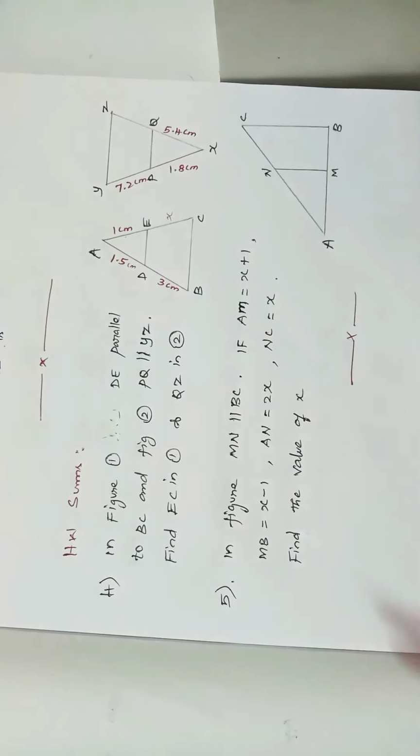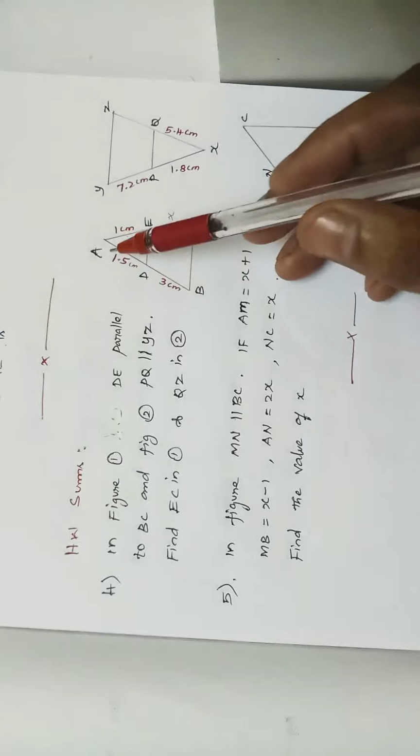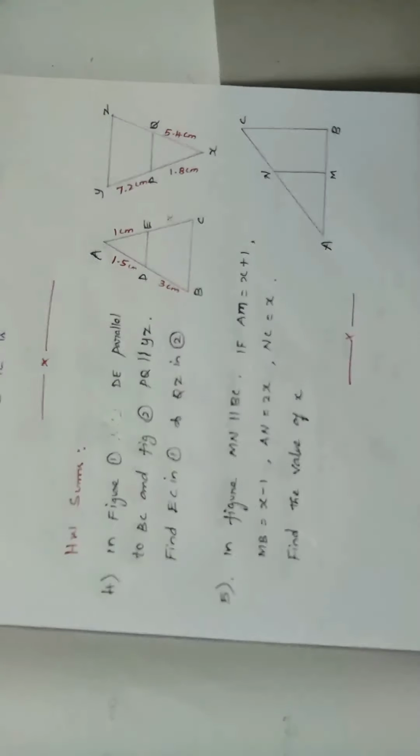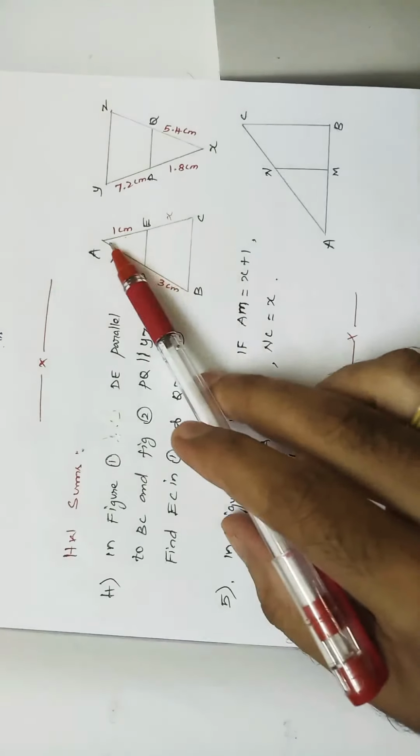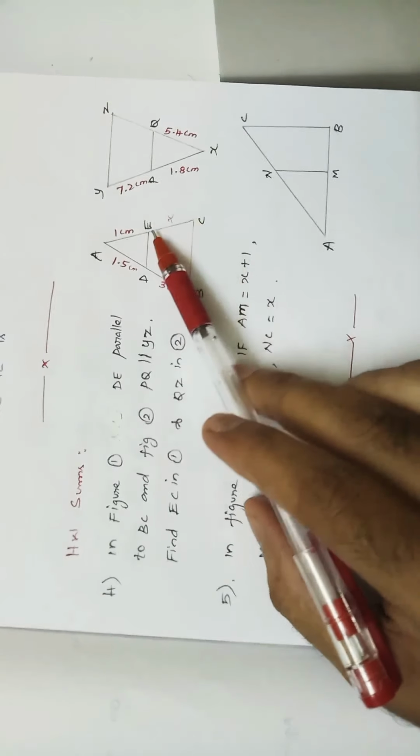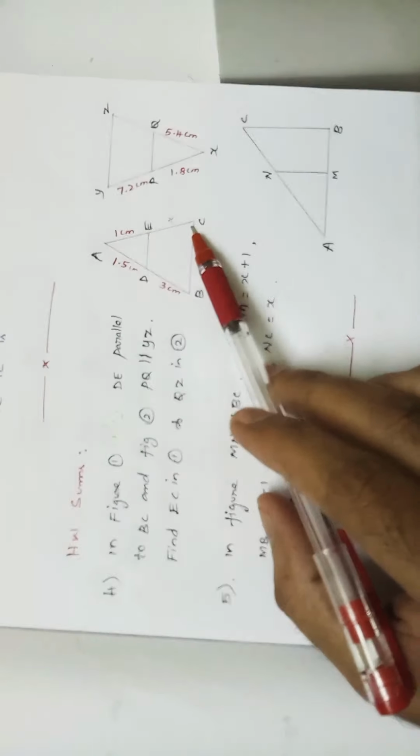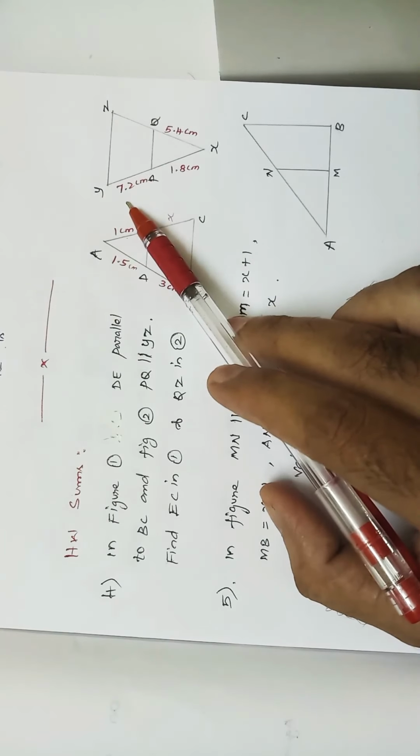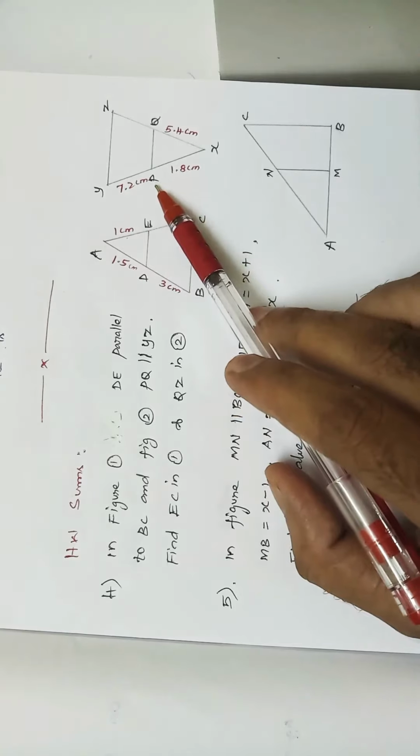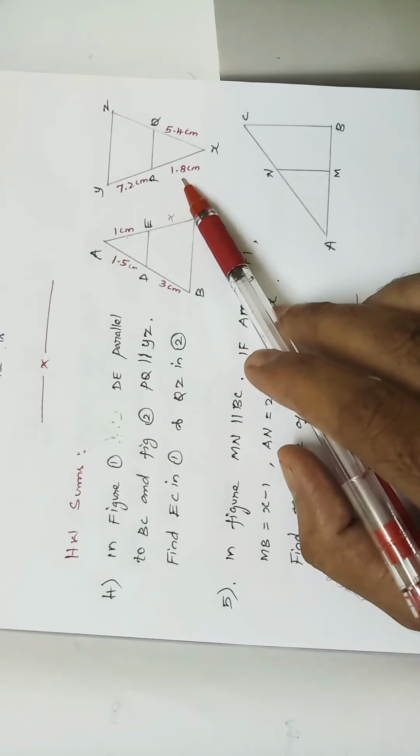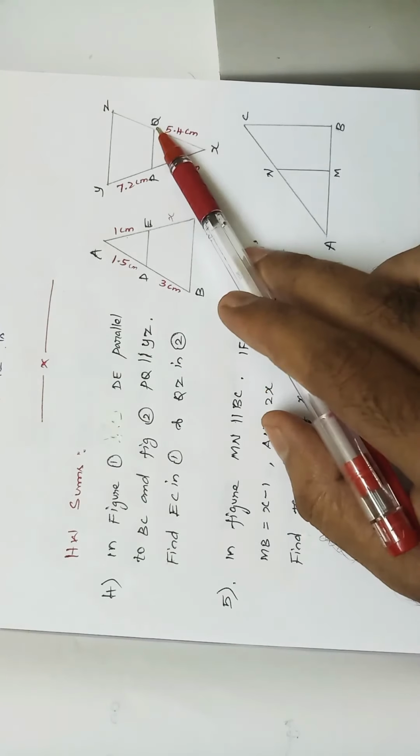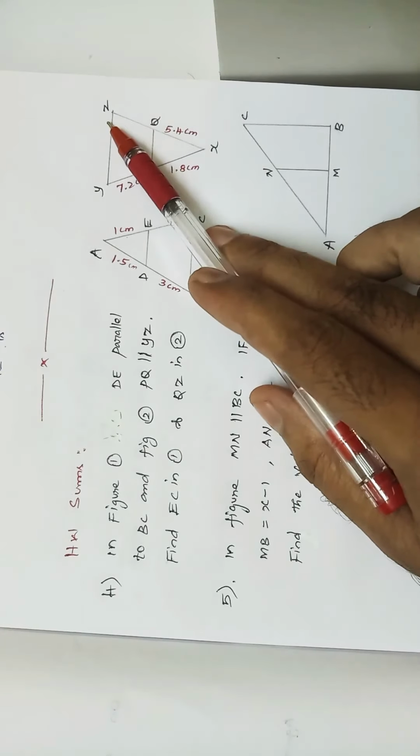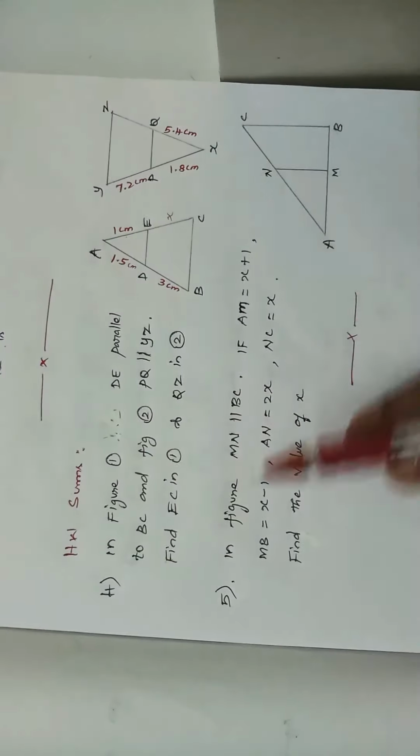Understood? Same like that here also. You have the values: AD is 1.5 centimeter, DB is 3 centimeter, AE is 1 centimeter, and you want to find EC. In the second figure, YP is equal to 7.2 centimeter, PX is 1.8 centimeter, and XQ is 5.4 centimeter. You want to find QZ. Understood? Okay.